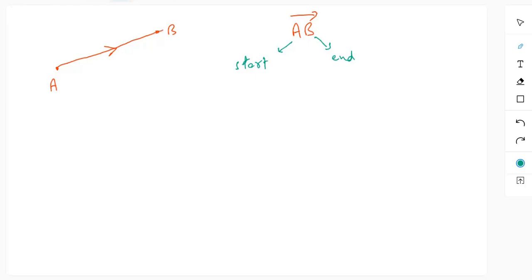How do we know the direction? We have this arrow here. हम A से B पे जा रहे हैं. Okay, so that's how we represent vectors. That's the notation that we use for vectors, AB, and we have that arrow on top of this. That means starting point and the end point.